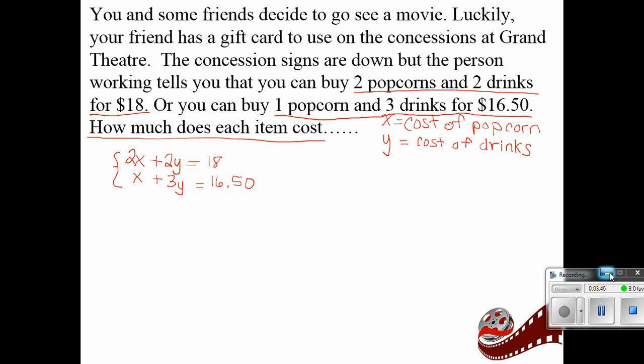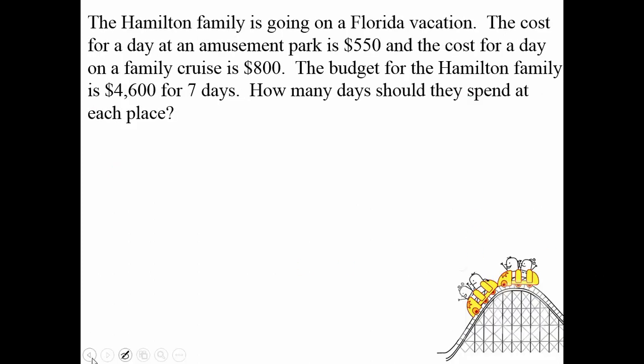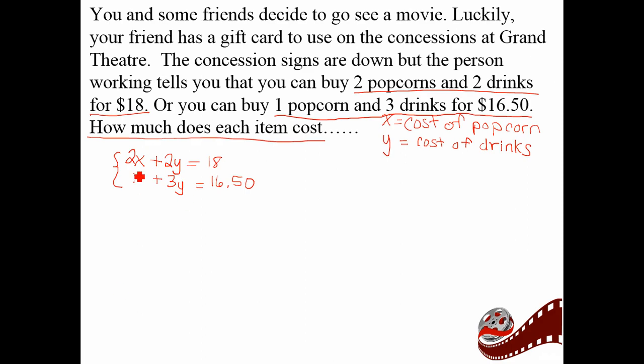So we're going to go ahead and now, oops, my bad, let's go back. Now let's eliminate one of those variables. Maybe the x or the y, whichever one you want. I think I want to eliminate the x here, so I'm going to go ahead and multiply this bottom one here by -2. So the top one's going to stay the same, 2x plus 2y equals 18. The bottom one now becomes -2x, -6y, and then 16.50 times -2.